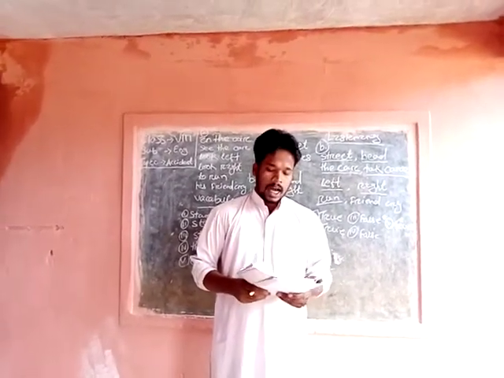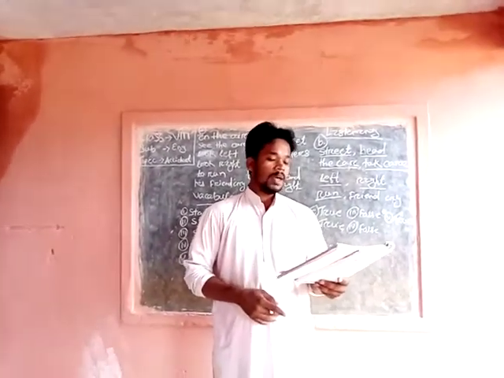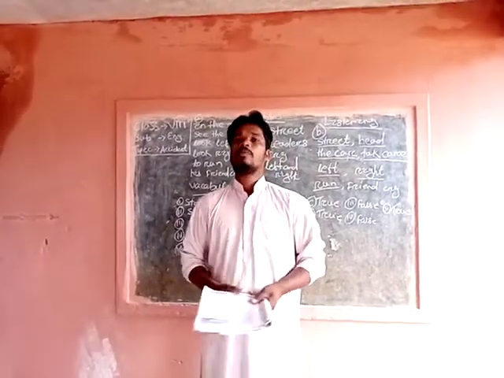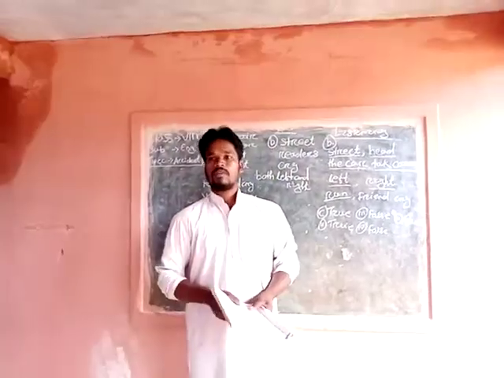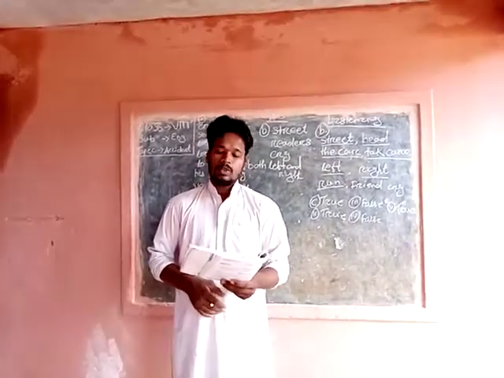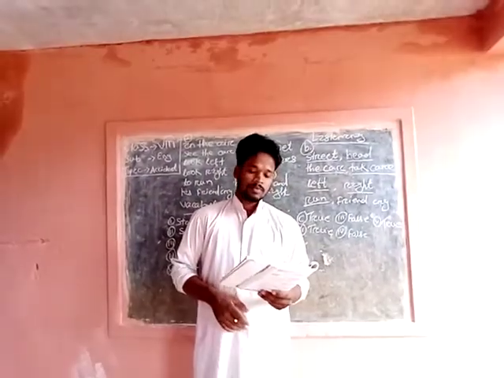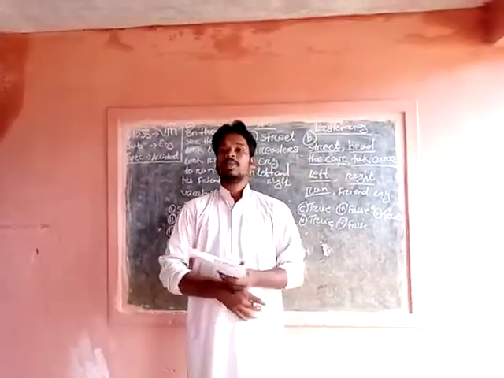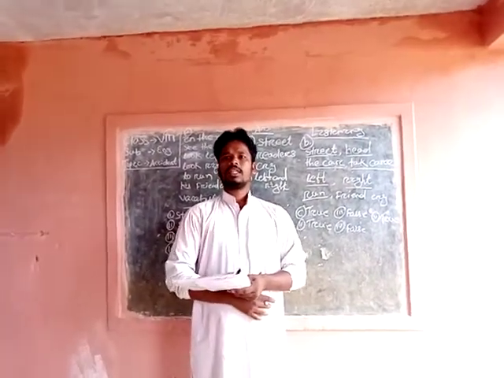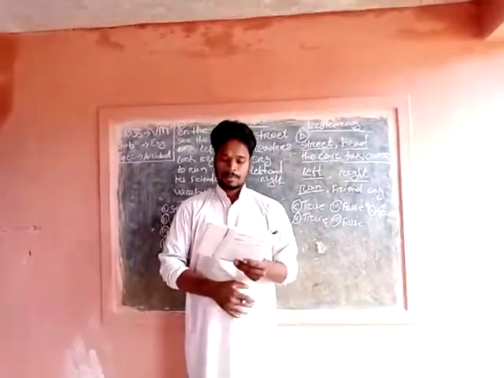Question number 10. How many times is the word "he" used in the poem? In the poem, the word "he" is used 7 times. Why? Because the worker was not attentive. The worker was not attentive while he was walking on the road.